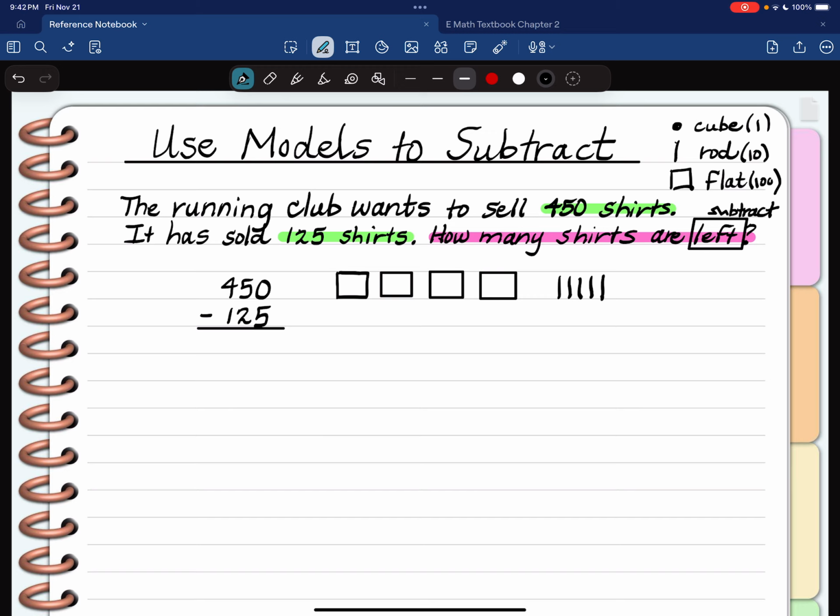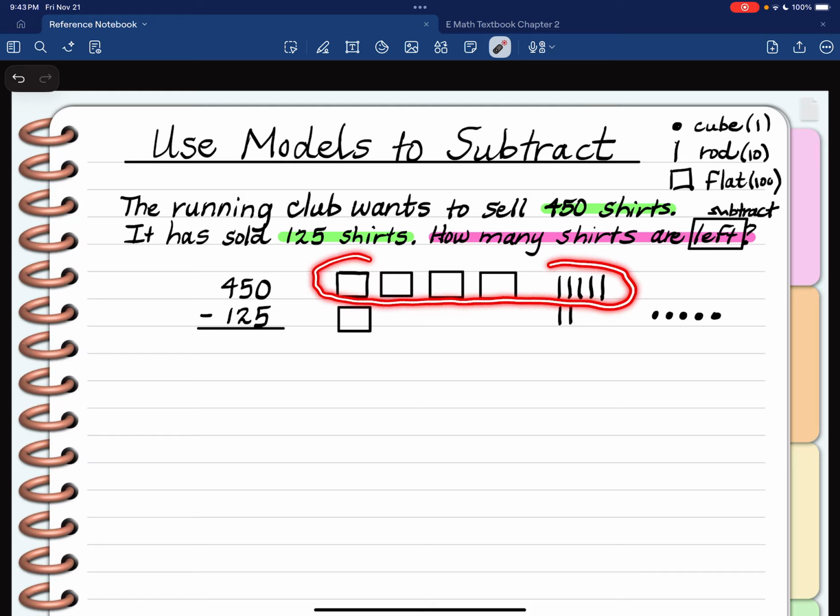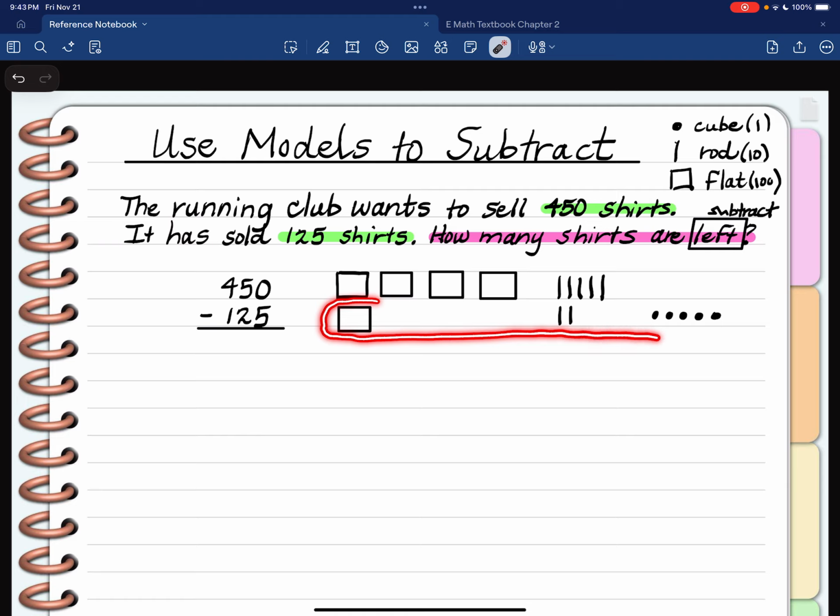And then for the bottom part, I'm going to say there's a 1 in the hundreds place, 2 in the tens place, and 5 in the cubes place. So on top, right here, I have 4 hundreds, 5 tens, and no ones. Here I have 100, 2 tens, and 5 ones. 125.